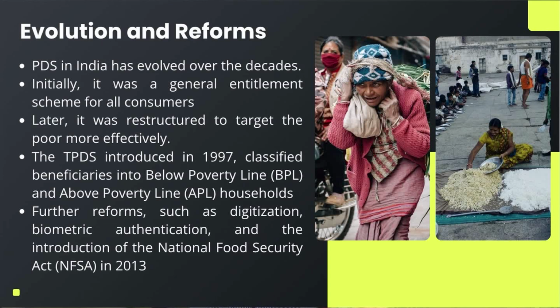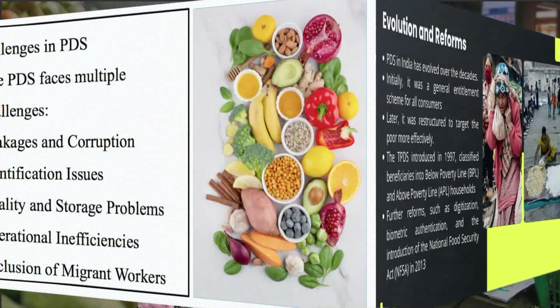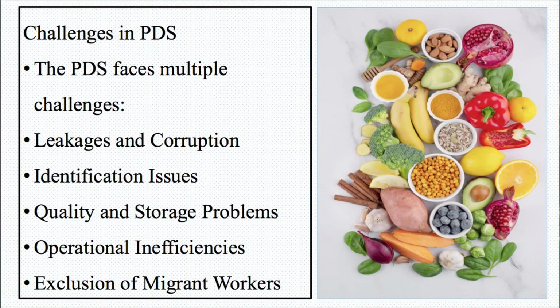Further reforms such as digitization, biometric authentication, and the introduction of the National Food Security Act in 2013 have improved transparency and efficiency in the distribution process. And if you see the challenges of public distribution system, it suffers from lots of challenges.